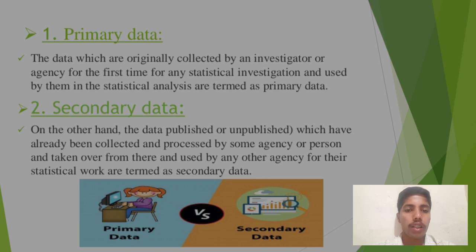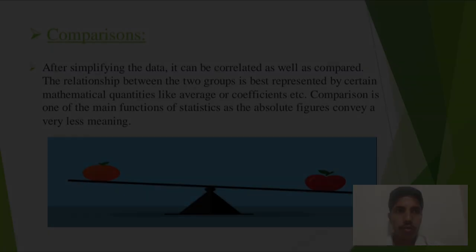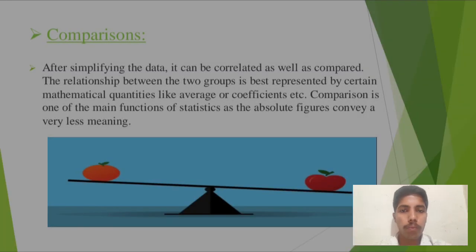Second one is secondary data. On the other hand, the data, published or unpublished, which have already been collected and processed by some agencies or persons, and are taken over from there and used by any other agency for their statistical work, are termed secondary data.